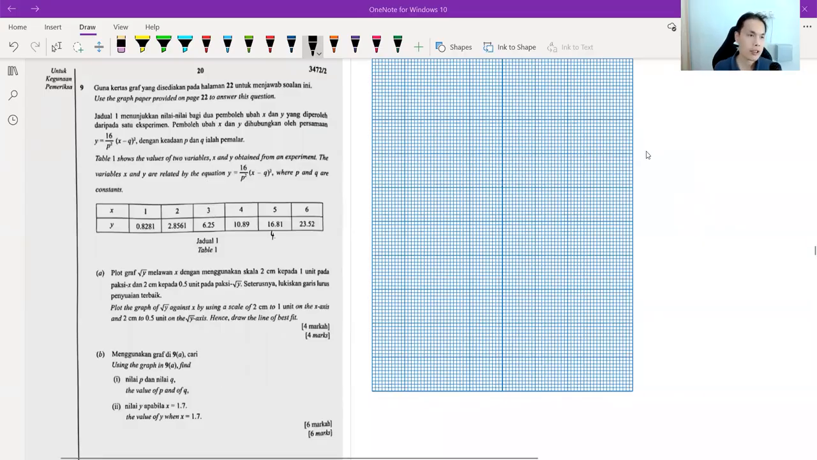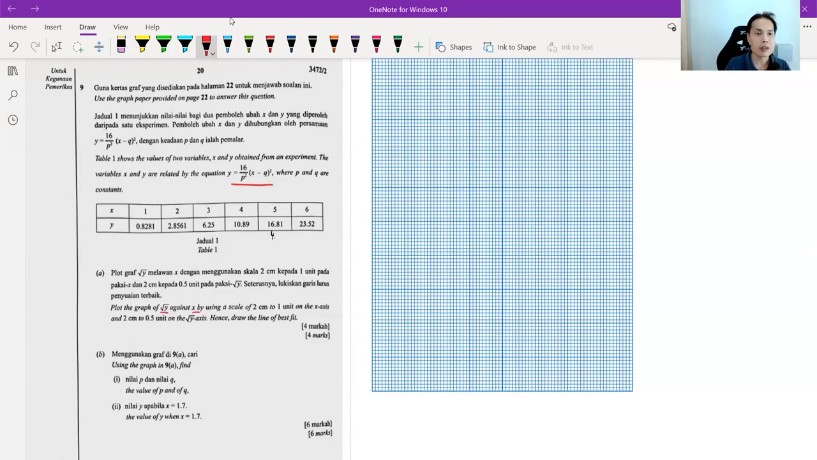Okay, moving on to question number 9. So here we have a question on linear law, form 4, chapter 6. Table shows the values of two variables, x and y, obtained by an experiment. They are related by this equation, y equals 16 over p squared with a bracket x minus q squared. So we're supposed to plot square root y against x, right?